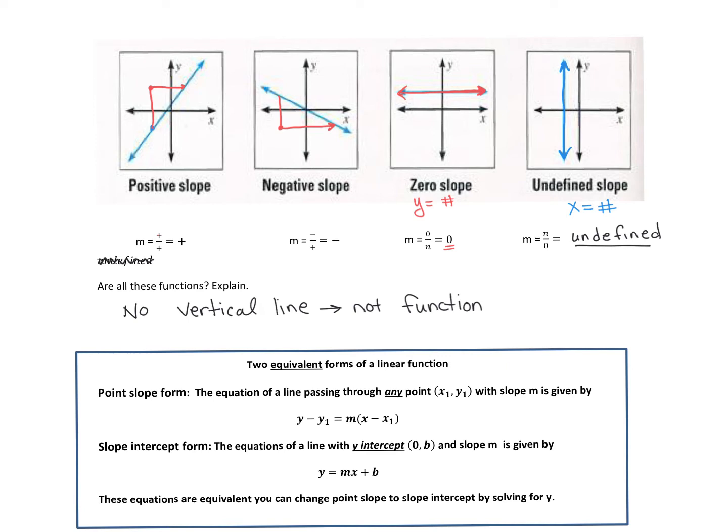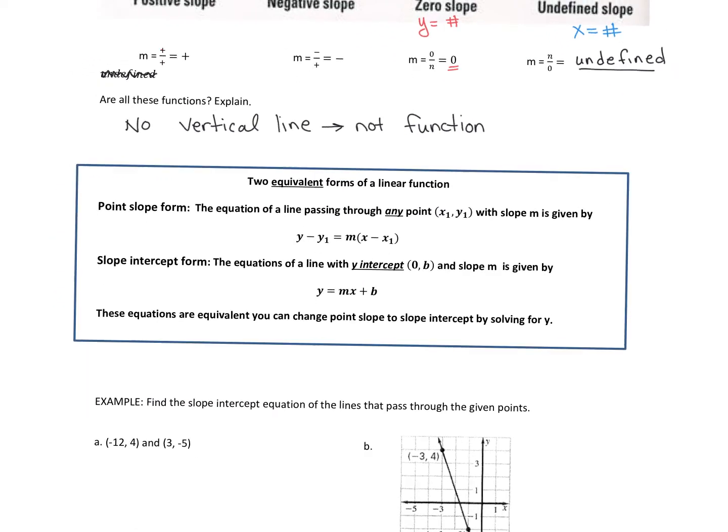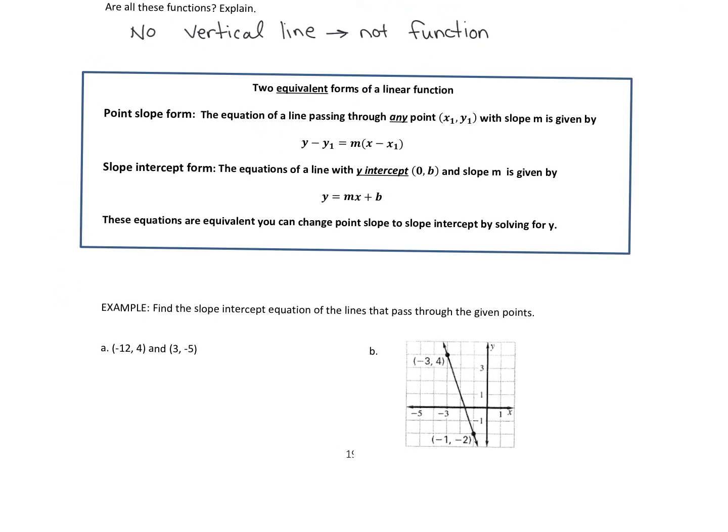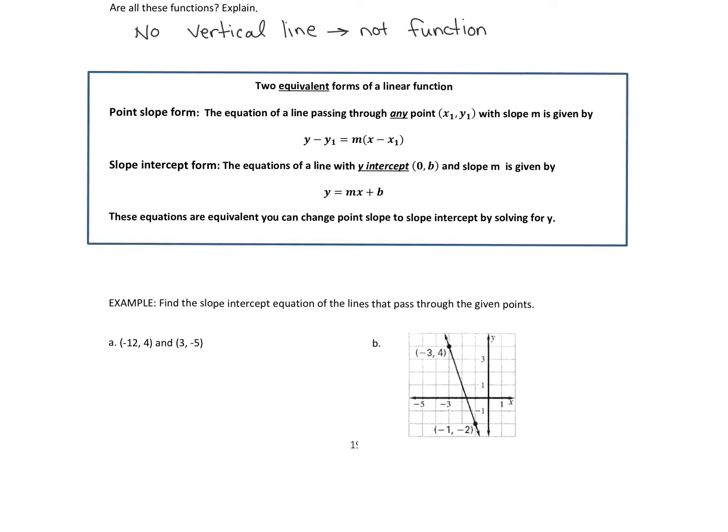So we have a couple of equivalent forms of a linear function. We already have our standard form, which was ax plus by equals c. So often we see linear equations in this form. But we also have what we call slope-intercept form. When we use slope-intercept form, what we notice is that the b value is our y-intercept, and our m is our slope. And this is a very useful form for graphing.